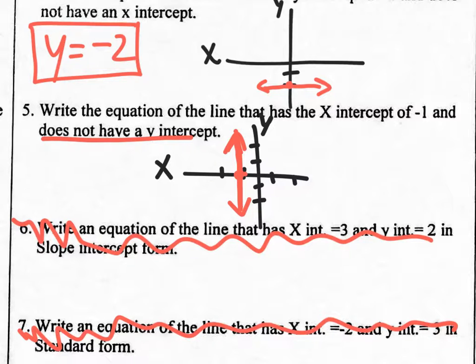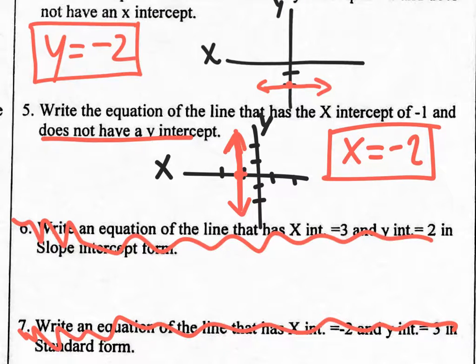So if they're asking me to write an equation of a vertical line, I know that those vertical lines all come from the equation x equals a number. And what does that number have to be? Negative 2. Oh, I'm sorry. Negative 1. My bad.